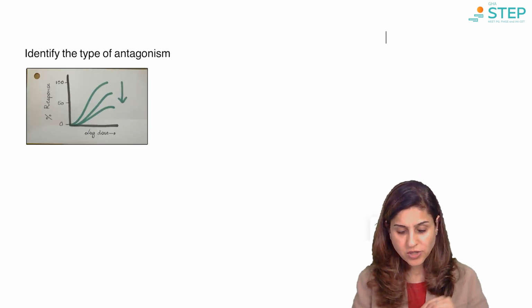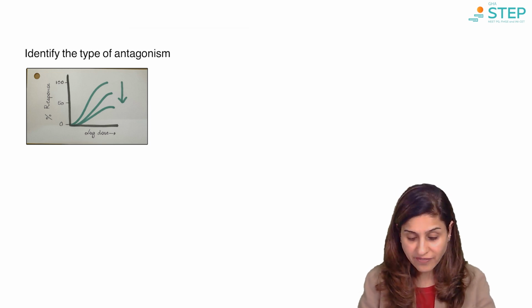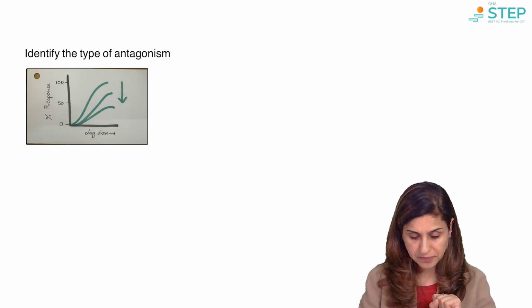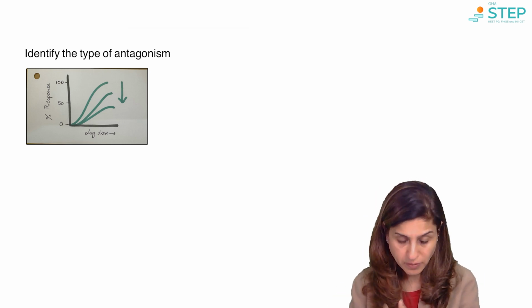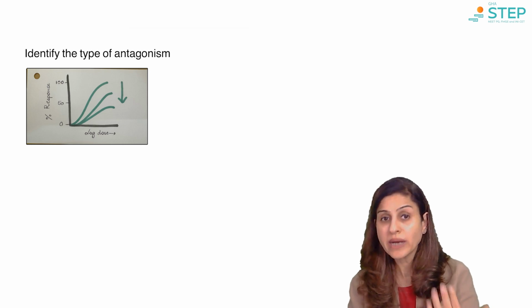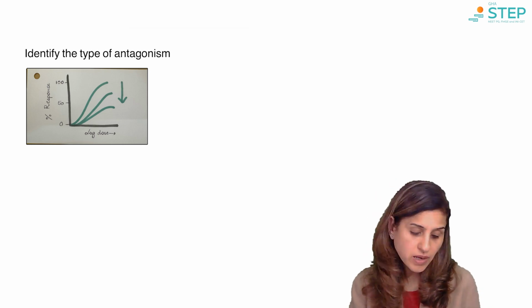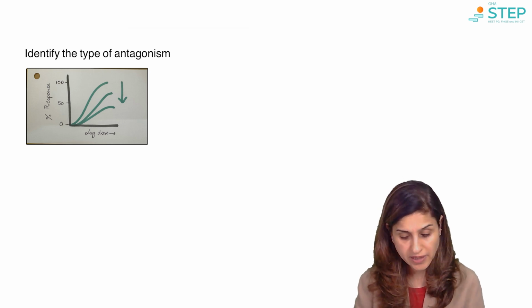Now, let's go to the next one, which is how you are going to identify the type of antagonism. So this graph is shown. It has been asked in one of the previous year papers, and this graph was shown and the student was asked to identify. Obviously, there were options given. So now I'm giving it as an open-end question. So which is this type of antagonism?